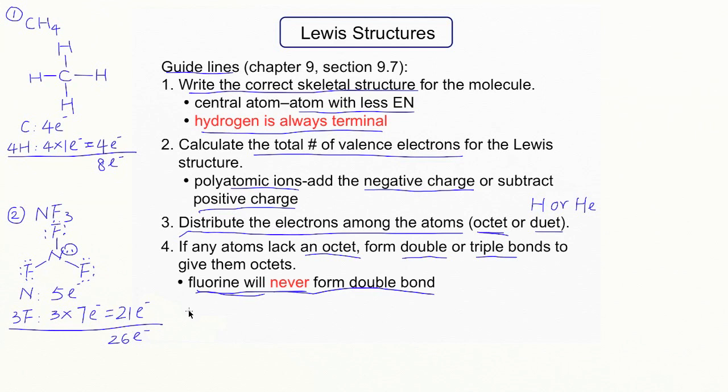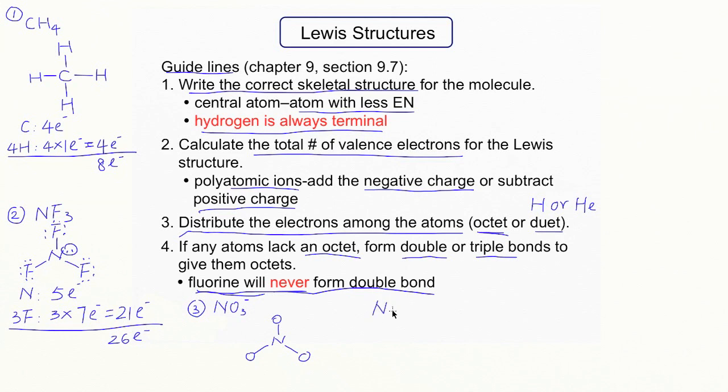Now let's take a look at the third example, NO3 minus, nitrate. This is a polyatomic ion, and it's negatively charged. Now, step 1, skeletal structure. Nitrogen has less electronegativity, so nitrogen is the central atom with oxygens around it, and single bonds for each pair. All right, now let's count the total valence electrons.